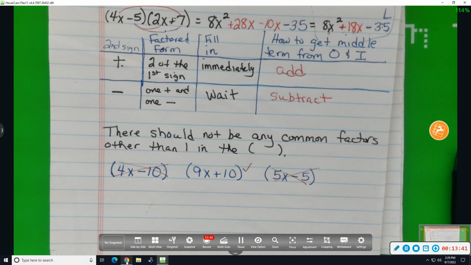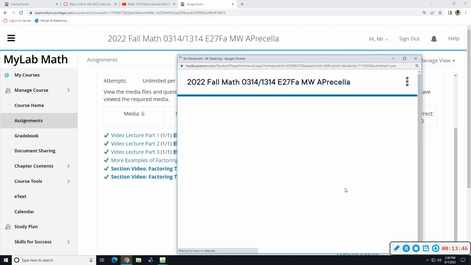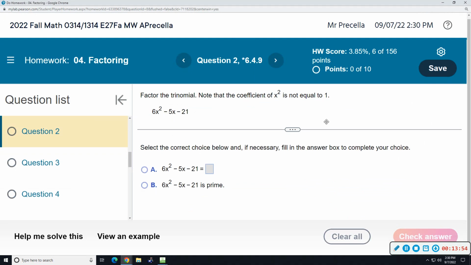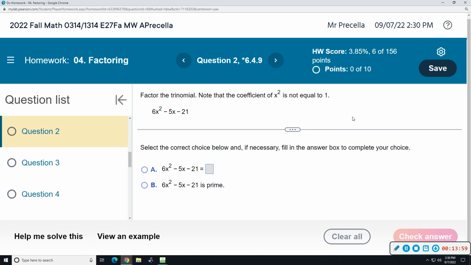Okay? So, let me do an example. I'm just going to sort of jump around through some of these problems. Problem number 2 is a good one to start with. Okay, it says factor the trinomial. Note that the coefficient of x squared is not equal to 1. Well, we'll see as we go through these that if that first number is a 1 in front of the x squared, those are the easier ones. But this is problem number 2.